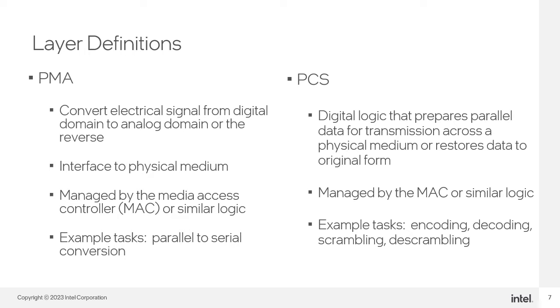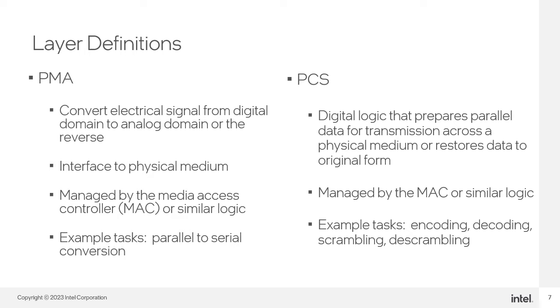Examples of PMA functions include parallel to serial conversion and the inverse, serial to parallel conversion. The PCS is the digital portion of the physical layer. In the transmitter, its job is to prepare the parallel data for transmission across the physical medium in a way that the data can be recovered at the receiving device. Examples of transmitter functions would be encoding or scrambling.